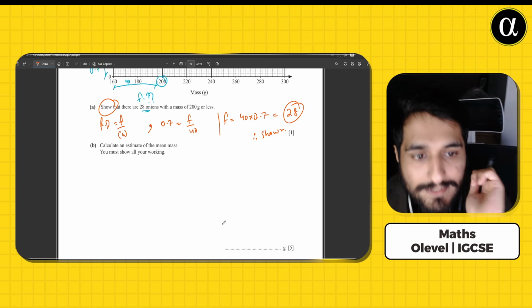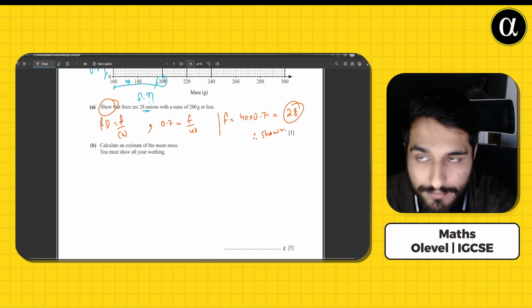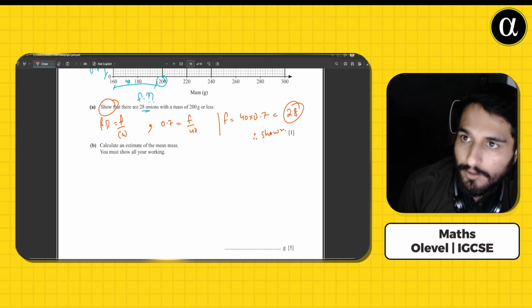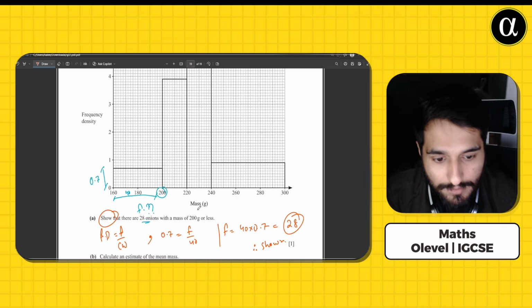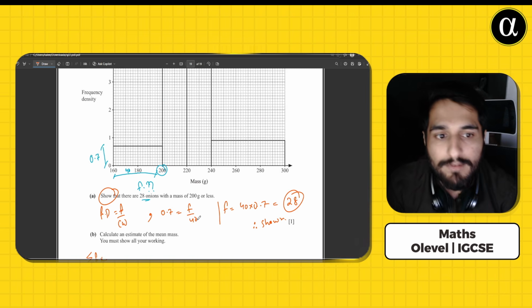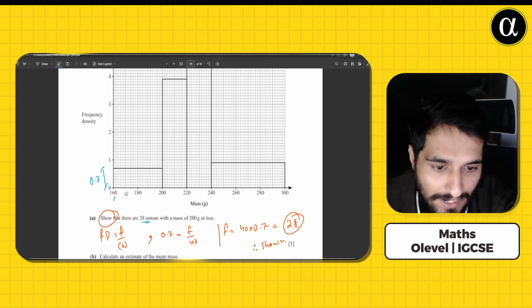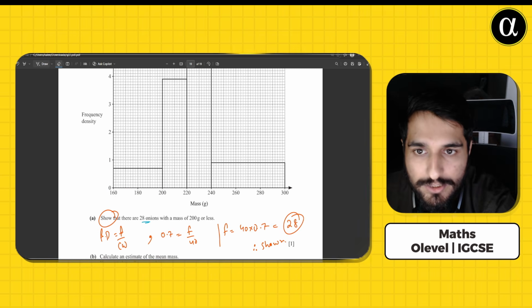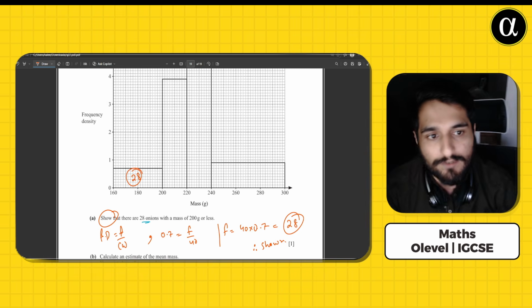Part B. It says calculate an estimate of the mean mass. You must show all your working. Now we need to understand this is not ungrouped data. This seems like grouped information because of the histogram. The formula for the mean is basically summation of fx over summation of f. If we have a look, what information do we have? We do not have the frequencies yet. We only have the densities, and the frequency for this case, which is 28. We'll find the frequencies of the other cases.